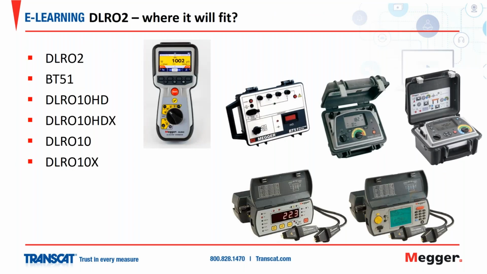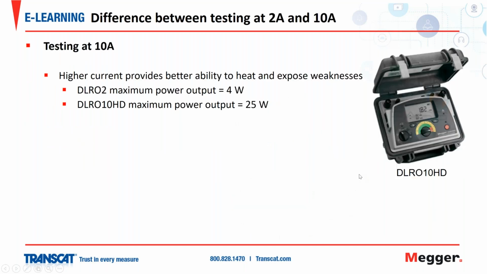And I should mention here that most of these models provide 10 amps of current rather than 2. So just to touch on that, some differences there. Testing at 10 amps, this higher current can provide a better ability to heat and expose weaknesses. The Dealer 02 is about 4 watts of maximum power output. Dealer 010 HD has 25 watts. And this can become important if you're testing, for example, large high voltage circuit breakers.